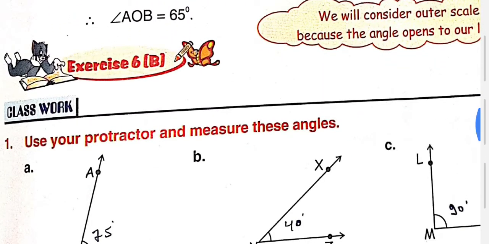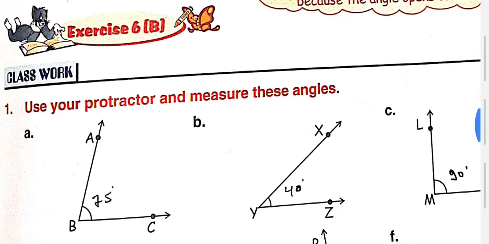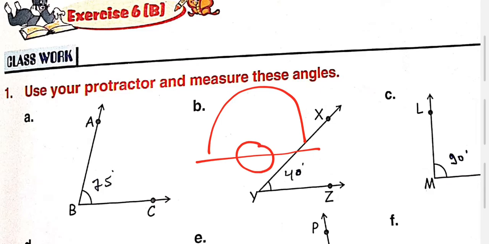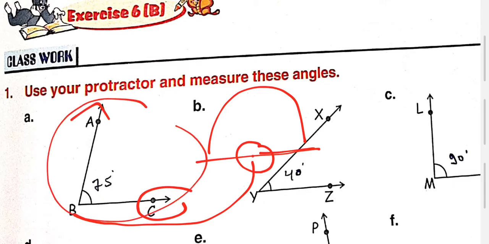Now come on, 6b. Use your protractor and measure this angle. With the help of a protractor, you have been given this angle. So how do you solve it? Just put this protractor on this angle in such a way that the center point comes on this vertex P and this line passes through the 0, the baseline. Now just measure at what point this line will cut.